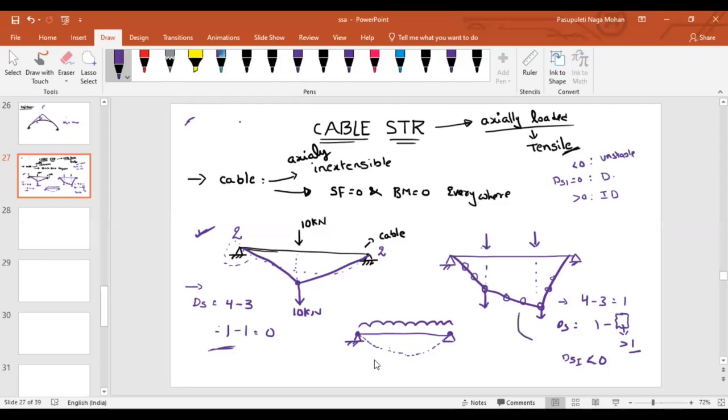Is this unstable or stable? Think from a physical point of view. Imagine there is a cable. 2 guys are holding at this point and at this point, and you are applying 2 point loads. What do you think? Is it stable or unstable?